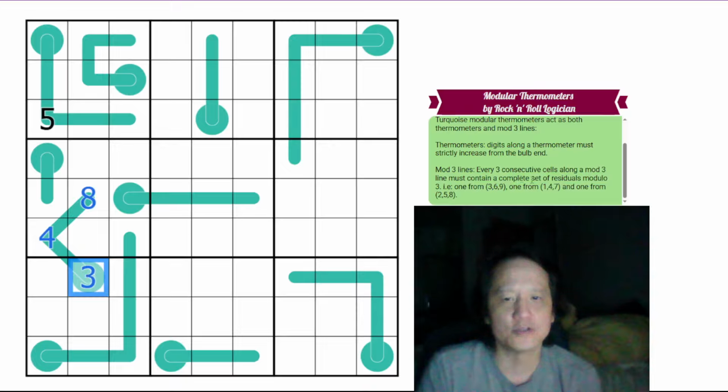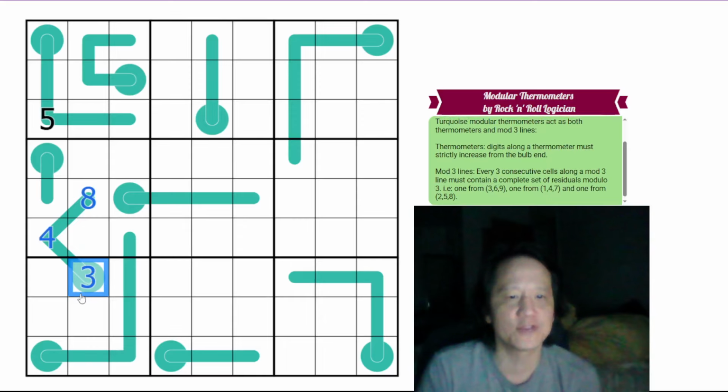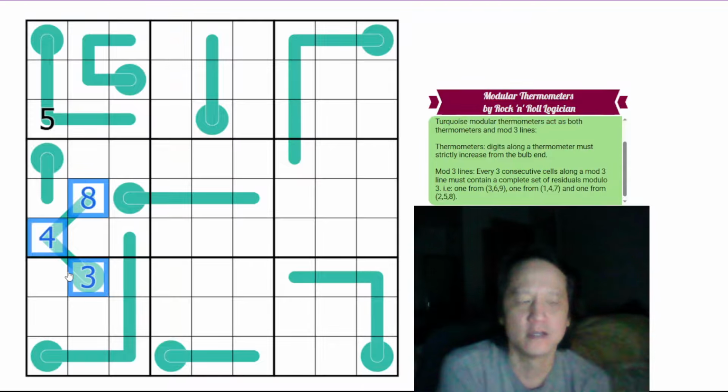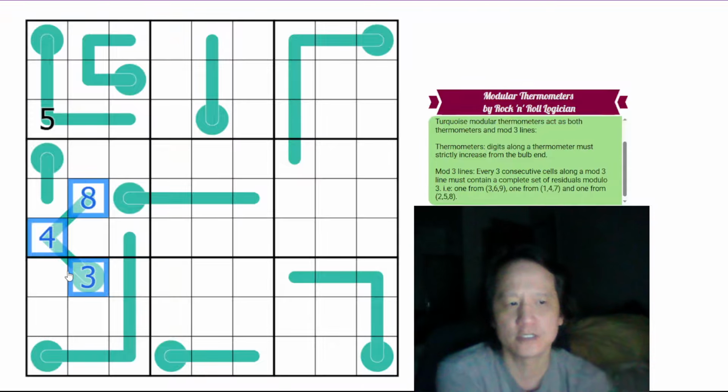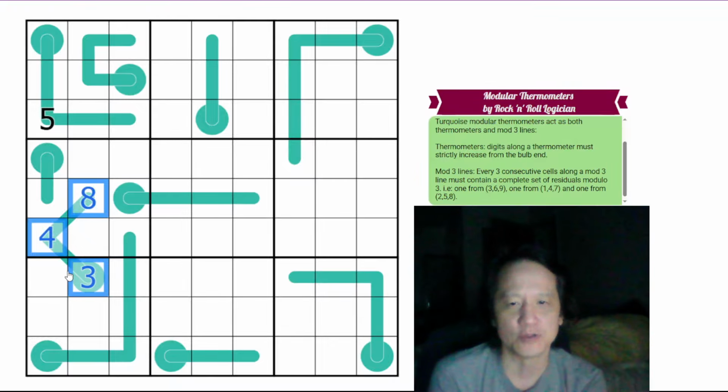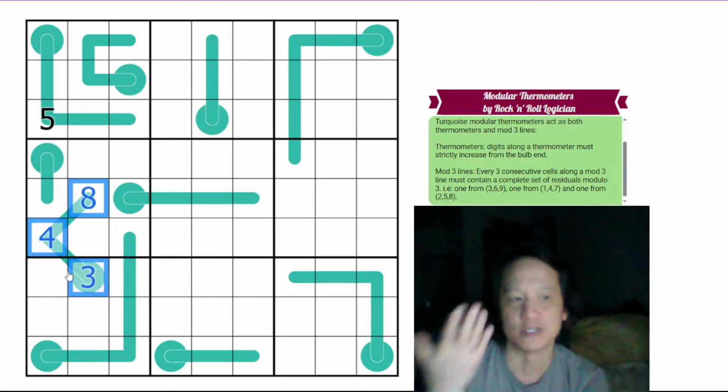And there's also the mod 3 line part, where every 3 consecutive cells along a mod 3 line must contain a complete set of residuals modulo 3. Or actually, the way we say it is remainders. That's how we were taught it in English math, or I guess in American English math. We usually say remainders modulo 3, which means divide the digit by 3 and what is the remainder, or what is the residual, I guess.